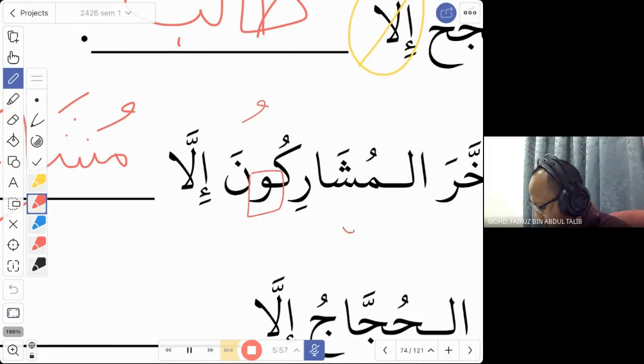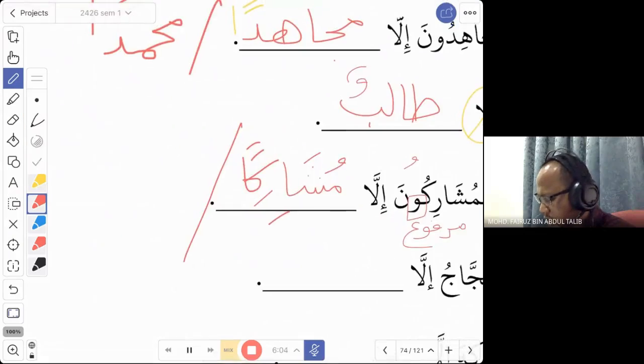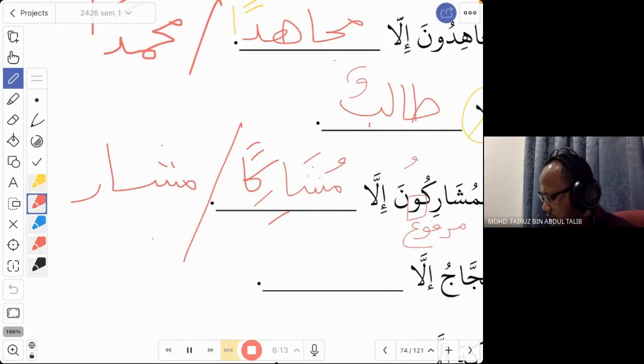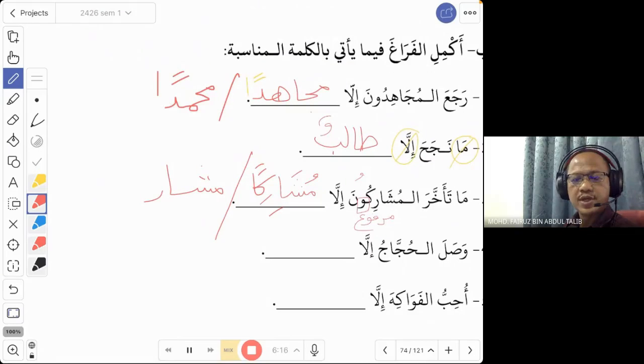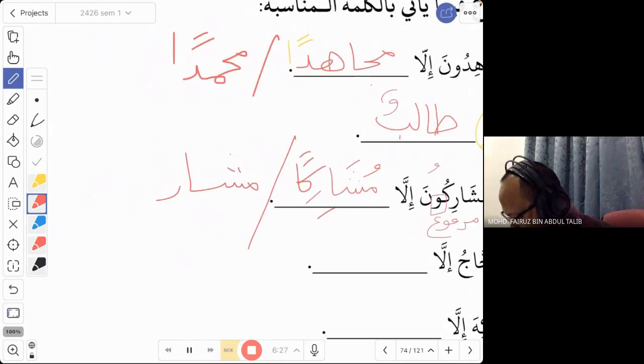But what is important is, what is the hukum? The hukum is marfu. So since this is marfu, how do you make musyarik a marfu word? Do you need to have waw nun as well? No. You don't need to change to waw nun, because if you change to waw nun, then the meaning will be many participants, right? We want one. So you don't change to waw nun. Okay, that is number one. So we retain the kaf. Don't add waw nun. But how do you read the kaf?